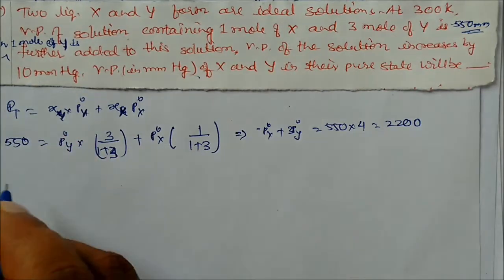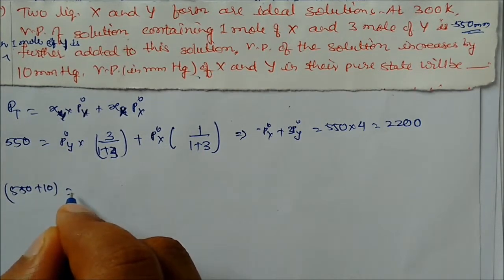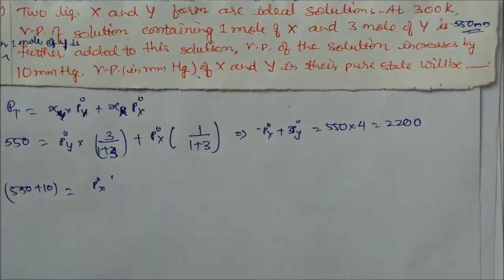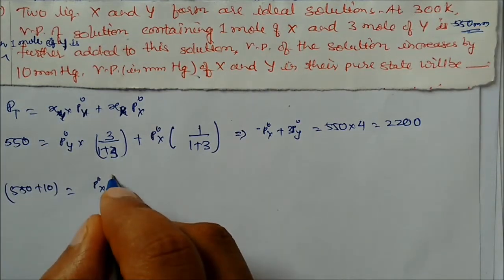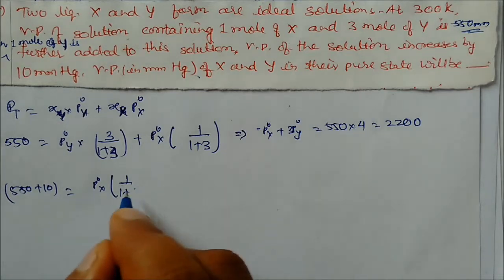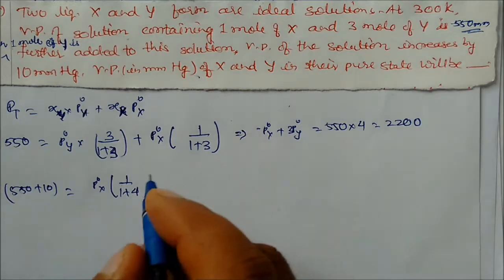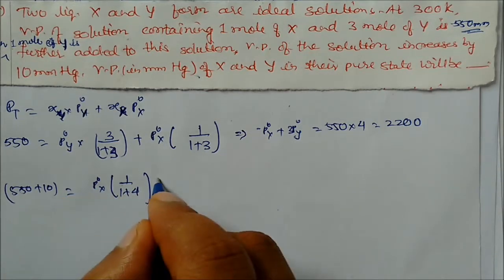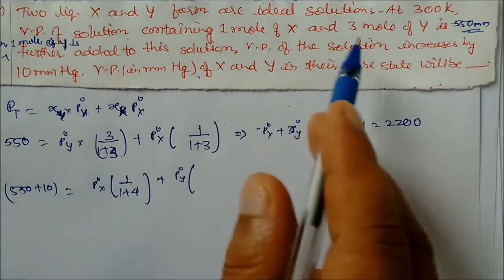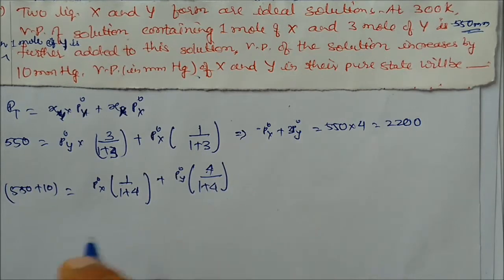Similarly, in the second case it is increased by 10 millimeter. So 550 plus 10. Again the mole fraction of X will remain the same, P naught X. Again Y is increasing by 1 mole. So the total will be 1 plus 3 plus 1, which will be your 5, and for P naught Y, instead of 3 moles, it increases to 3 plus 1, 4 moles. So 4 divided by 1 plus 4.